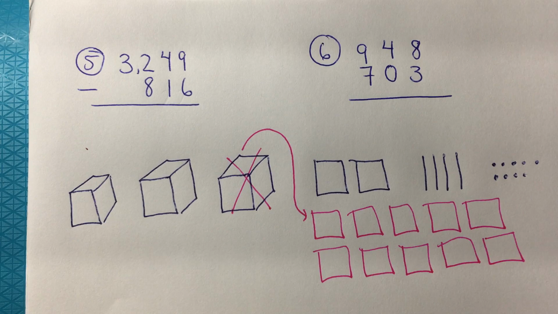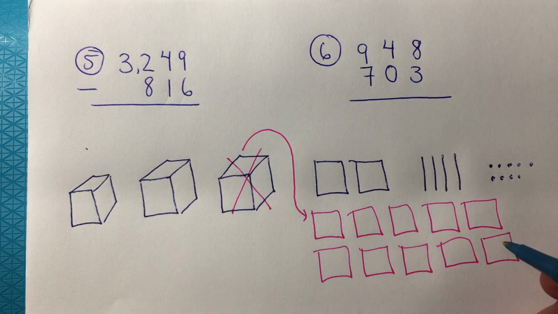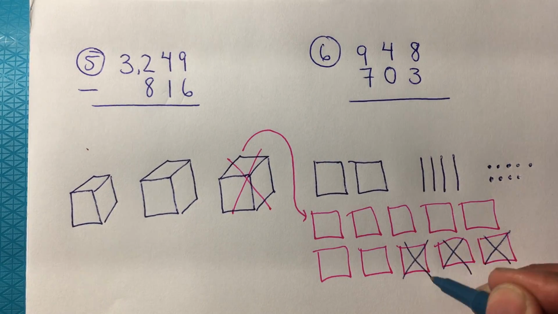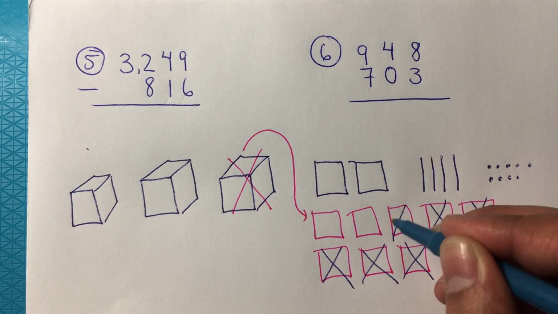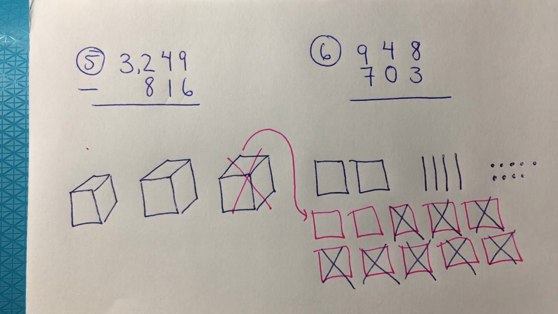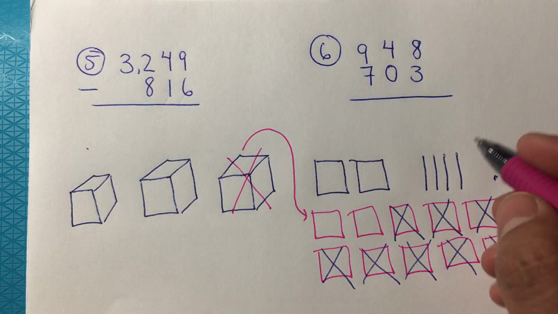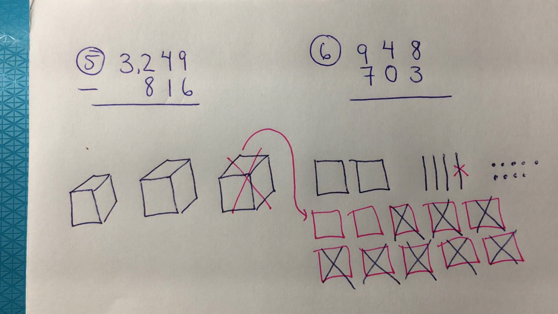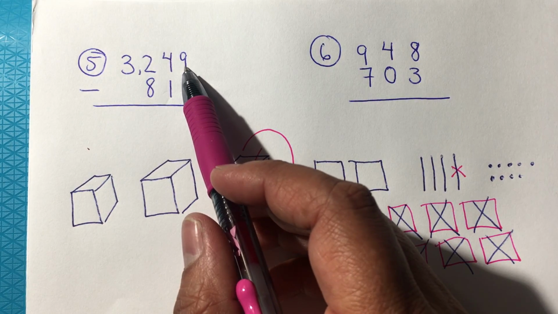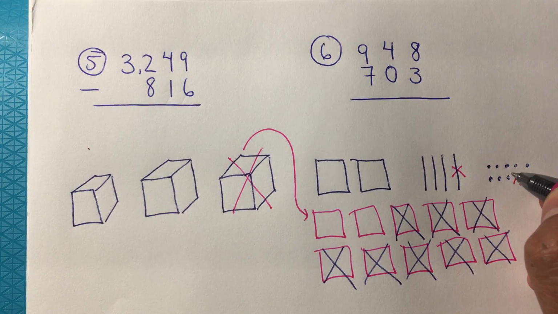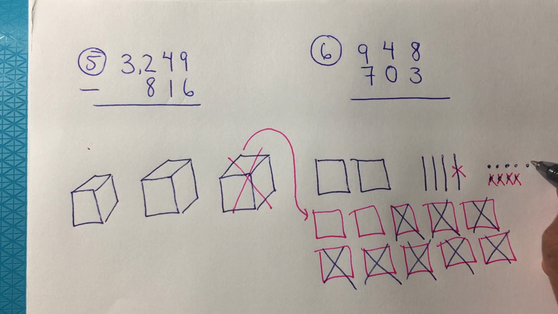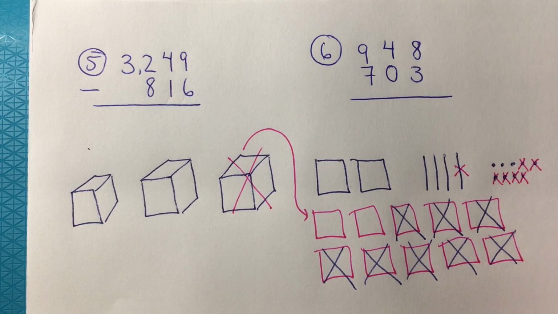So now it says take away 800. So 1, 2, 3, 4, 5, 6, 7, 800. And take away 110, meaning 10. You get rid of that. And from the ones, you take away 6, so you don't need to regroup in here. So 1, 2, 3, 4, 5, 6. What do you have left?